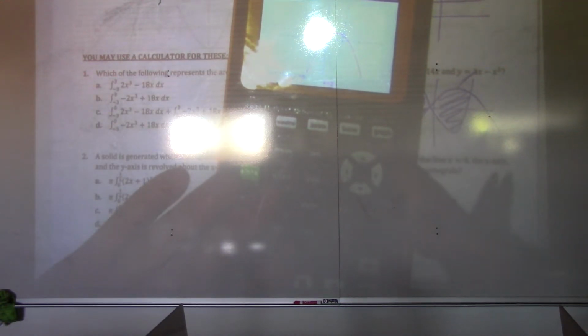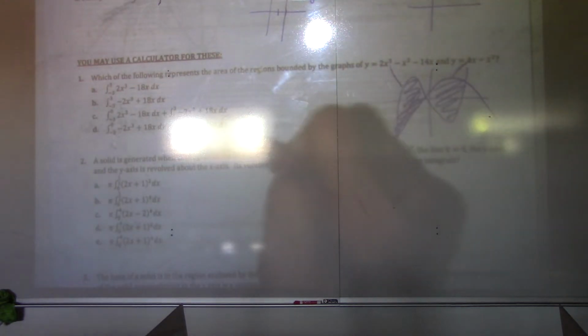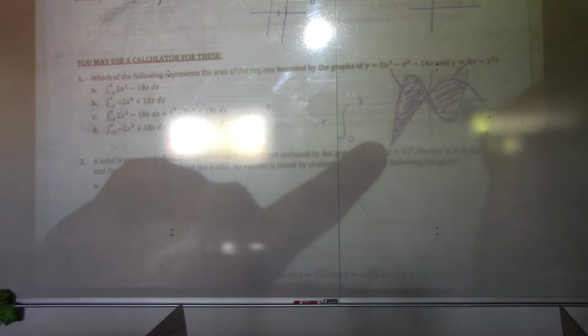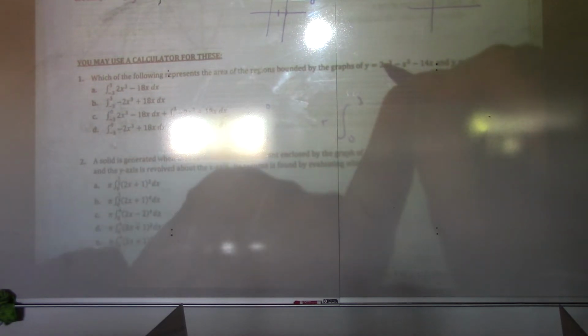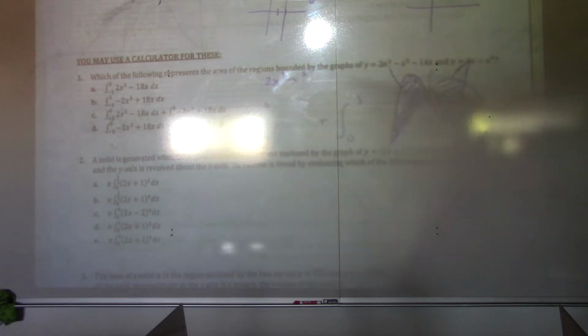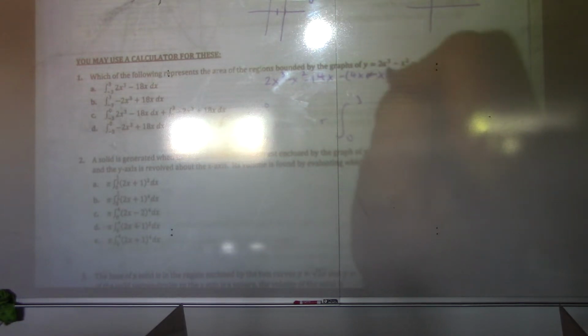But this is multiple choice. It kind of gave me that it was negative 3 and 3. So I'm going to have 2 setups. I'm going to have negative 3 to 0, and I'm also going to go from 0 to positive 3. In this setup, you'll notice that the function on top is the cubic function. So I'll have the top function, the cubic, minus the bottom function, 4x minus x squared.